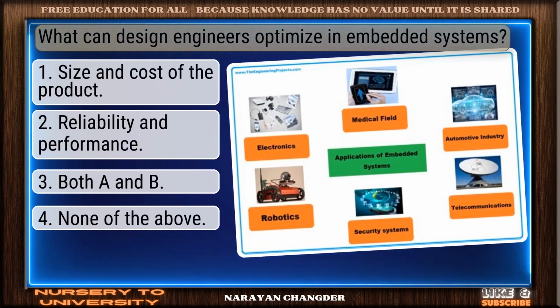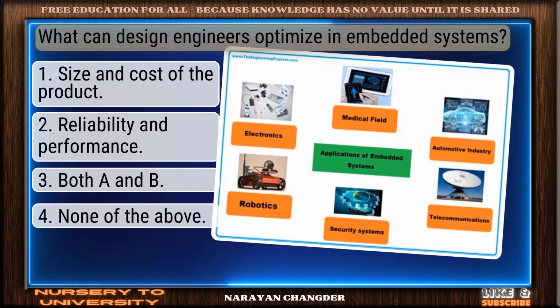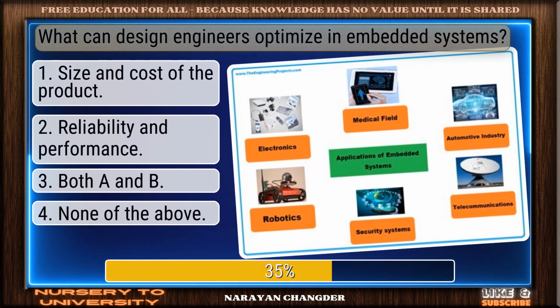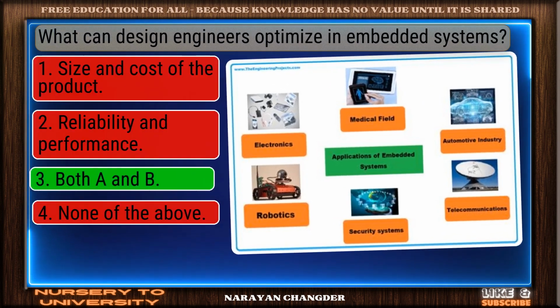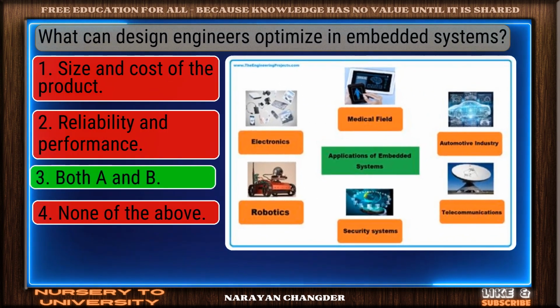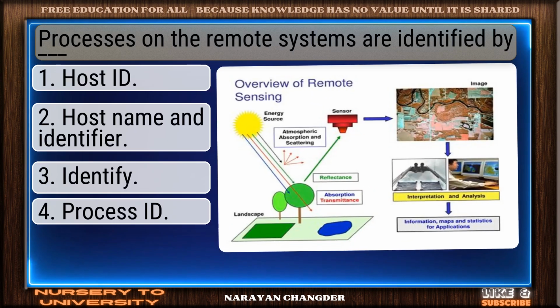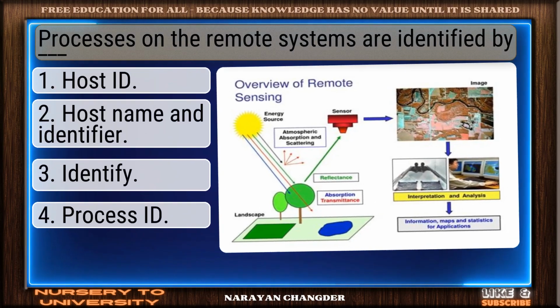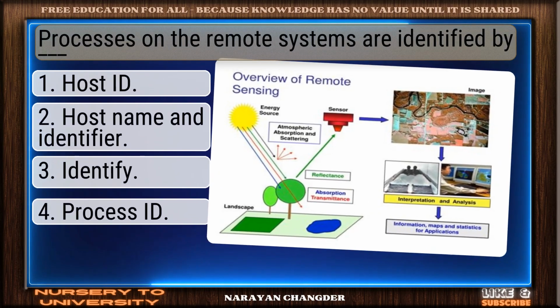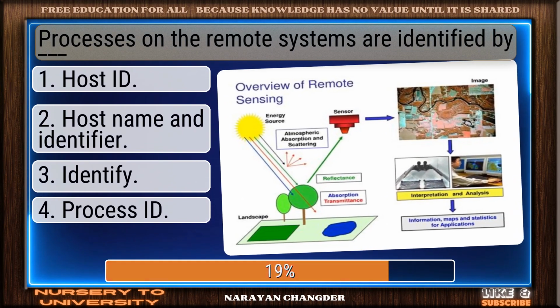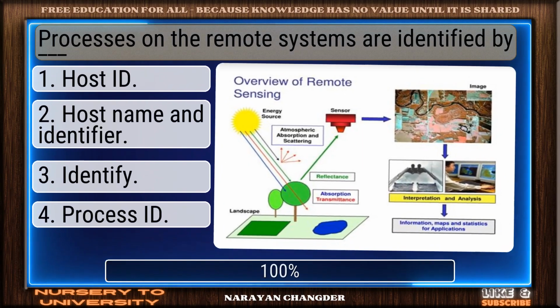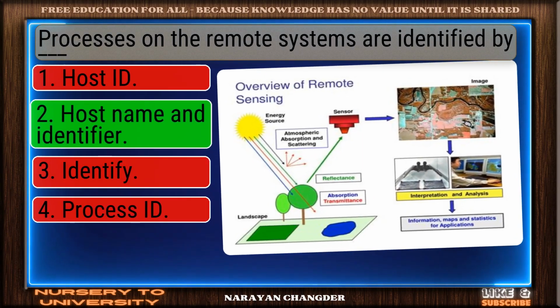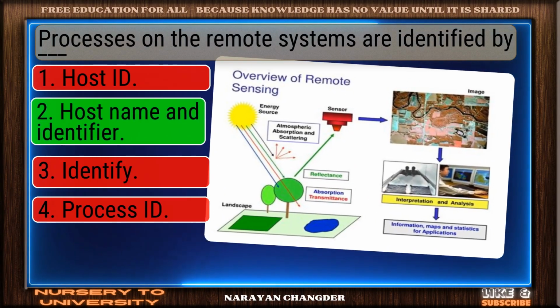Question number 7. What can design engineers optimize in embedded systems? On track. Both A and B is the correct answer. Question number 8. Processes on the remote systems are identified by dash. Right again. Hostname and identifier is a valid answer.